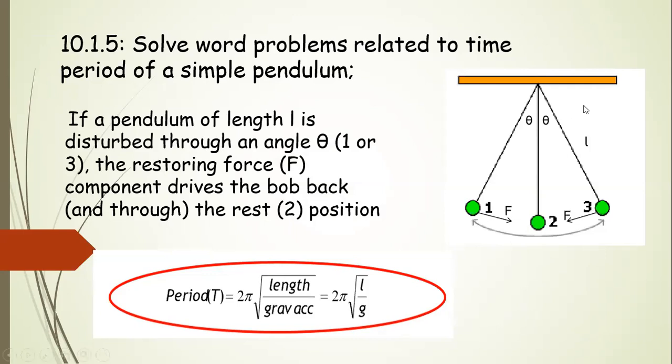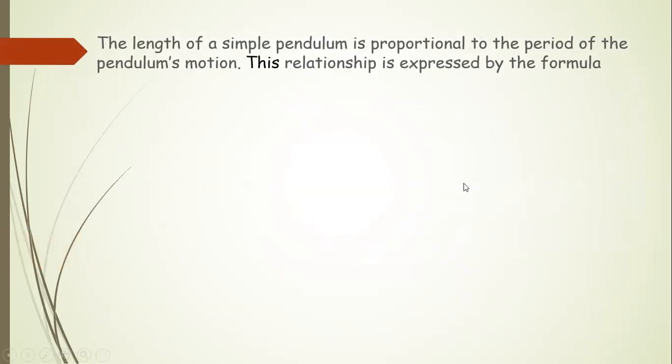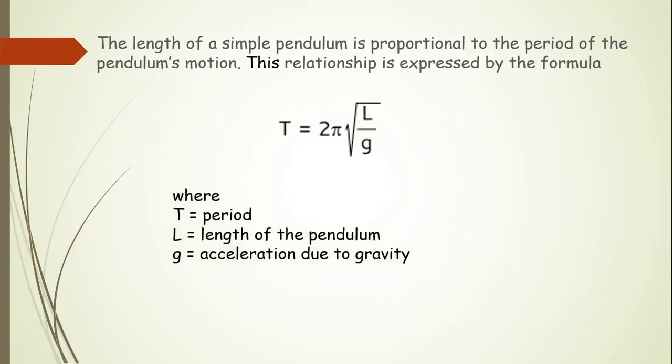So this is your one vibration. Now the formula again: the length of the pendulum is proportional to the period of the pendulum, and this relation is expressed by T = 2π√(L/g), where T is the time period, L is the length of the pendulum, and g is the acceleration due to gravity.